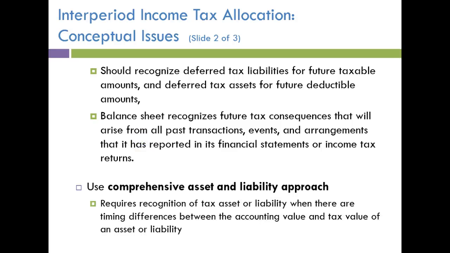Now, we're going to talk about this comprehensive asset and liability approach. This requires the recognition of either the asset for taxes or the liability when there are timing differences between the accounting value and the tax value of an asset or a liability. So when we've got an asset, like we saw in our situation because of depreciation, when we've got an asset that we're valuing differently, we need to record that, don't we?